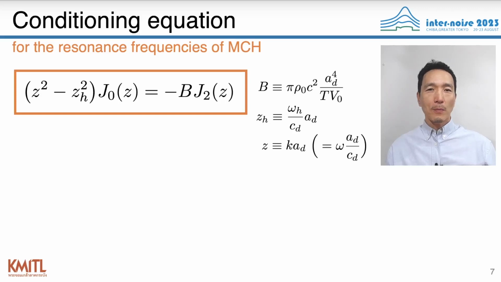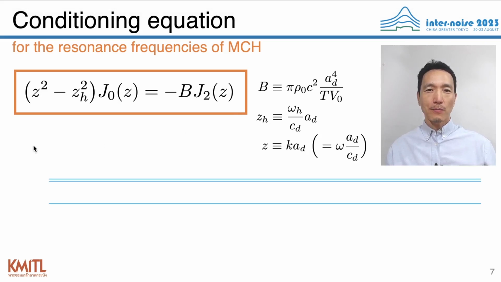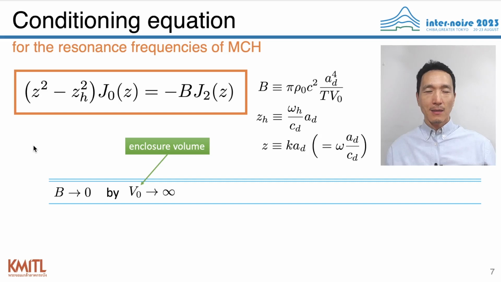Before I start talking about the solutions of this conditioning equation, I would like to go through some limiting cases of the parameters used in the equation. For example, if we consider the volume to be very big, V0 going to infinity, then the constant B will become 0, which will make the right-hand side of the equation 0. When V0 goes to infinity, the Helmholtz resonance frequency omega_h will also go to 0, and so the equation is reduced to that of the membrane-only case.